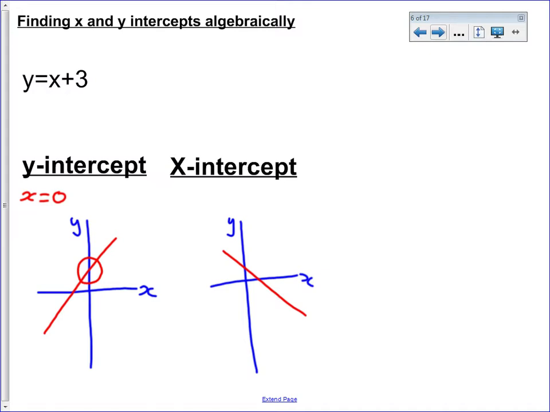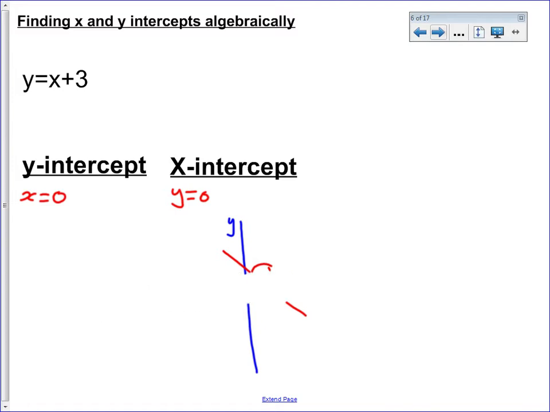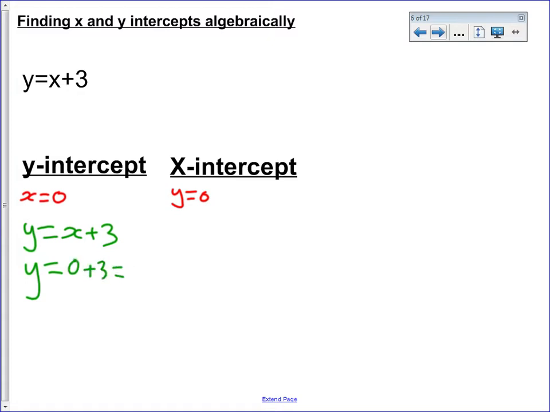Now, let's have a look at the x-intercept. The x-intercept is here. The x-intercept has a y-coordinate, y is equal to 0. Make sure you can identify why that is. Okay. So, all we need to do now is substitute x is equal to 0 into our equation. Our equation is y is equal to x plus 3. We know x is equal to 0. 0 plus 3 is just 3.